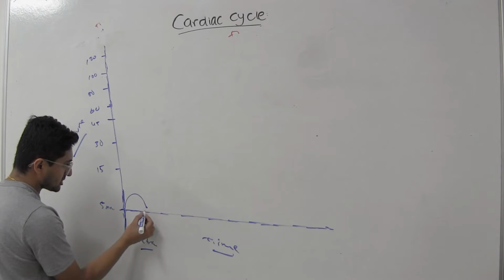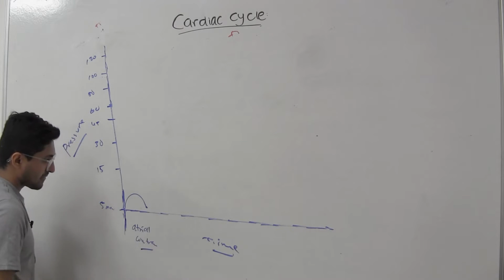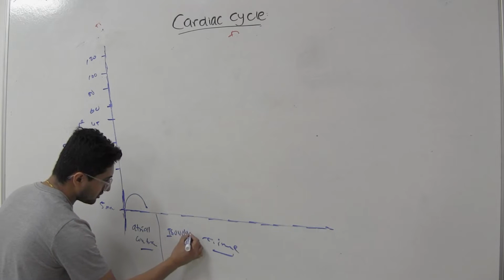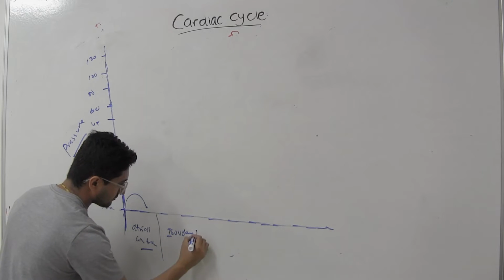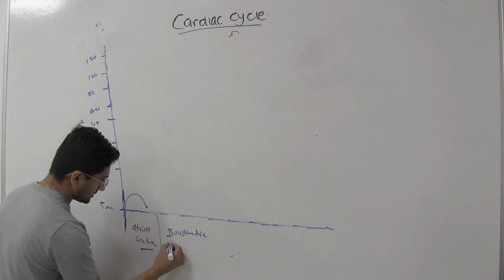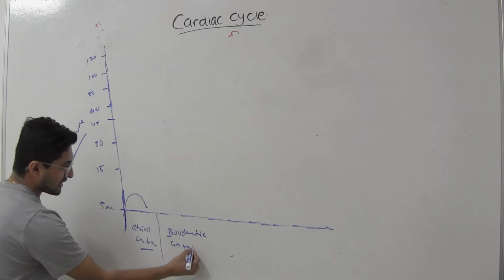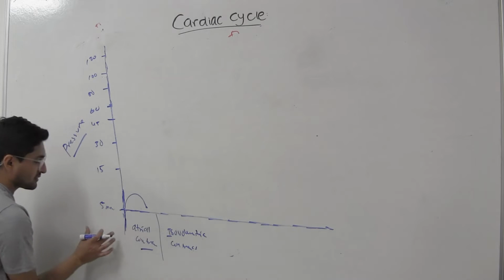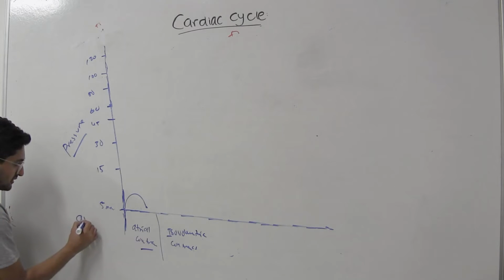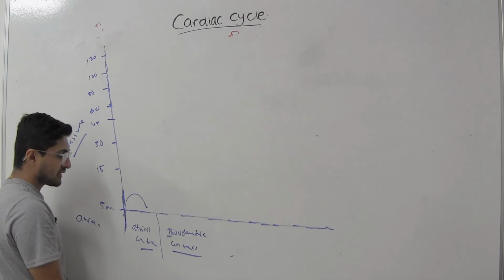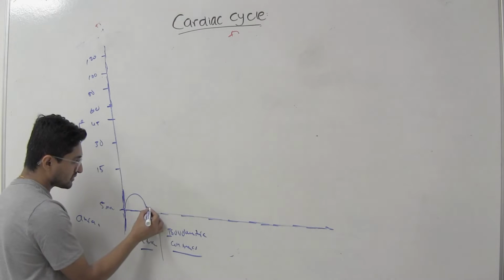After the atrial contraction comes the isovolumetric contraction. At that time, what is happening with the atrium? I'm just talking about the atrium right now. During the isovolumetric contraction, the atria are just working as a tank, just receiving the blood.